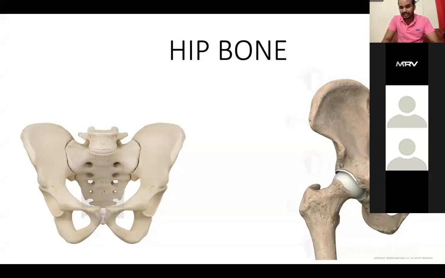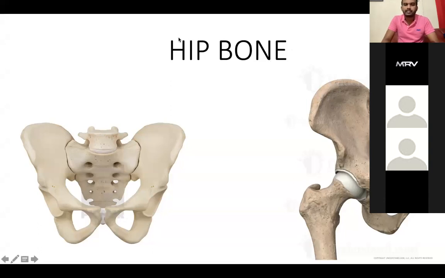As we ended with the upper limb, now we are going to start with the lower limb. In the lower limb, initially we will start with the osteology part. In the osteology part, the first bone which we discuss in the lower limb is the hip bone.